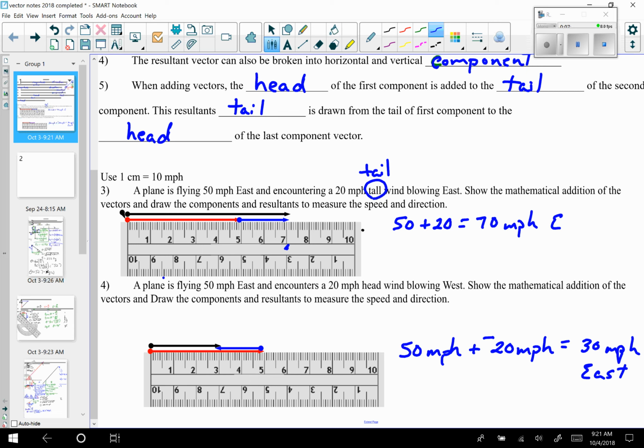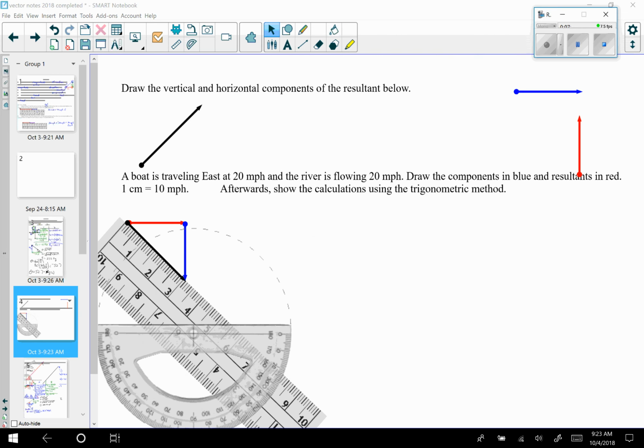All right, let's keep rolling here. Okay, let's take a look now at number 3, I think is what it is, maybe something like that. But anyway, it's on the next page over. It says draw the vertical and horizontal components of this resultant. Well, the resultant's going diagonal, as you can see here.